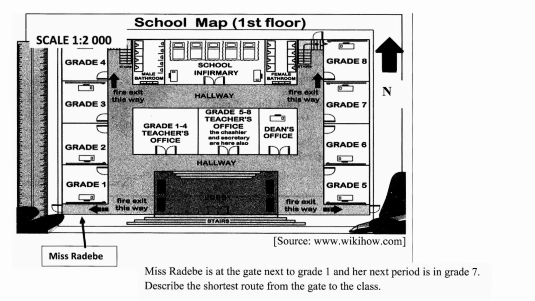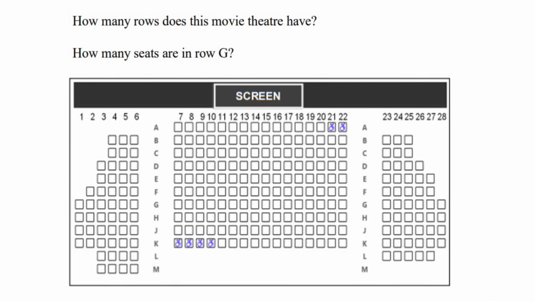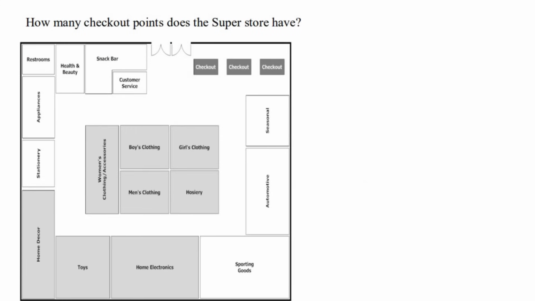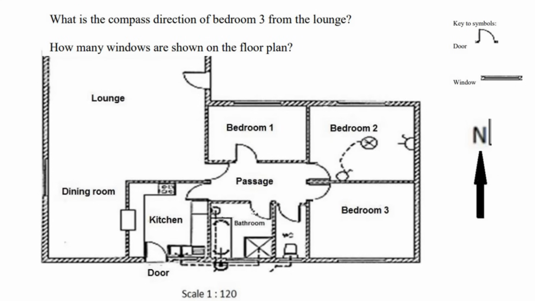So this lesson we're going to be focusing on plans. For example, we've got questions that are going to look like this, where we've got a school and we're going to be asked questions about that. Then we've got a cinema where we've got a seating plan. We're also going to have questions on a sports stadium and then a shopping center as well as a house.